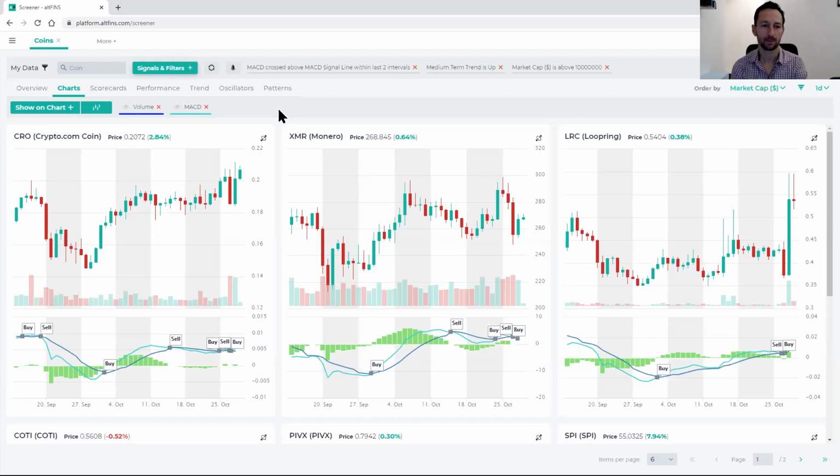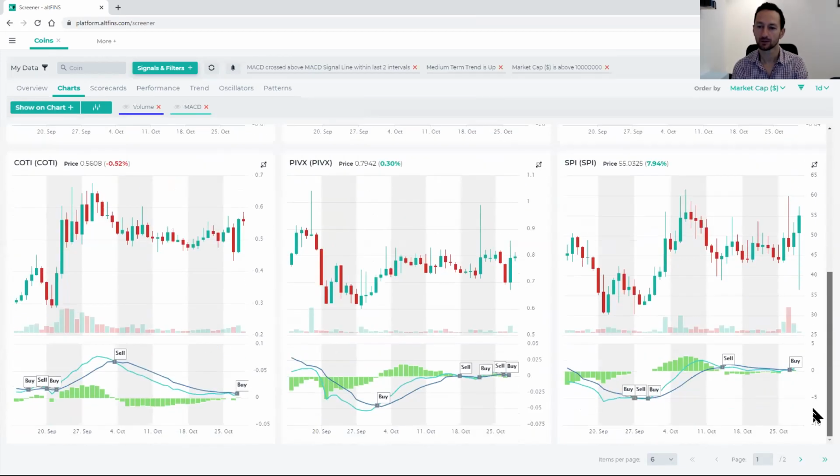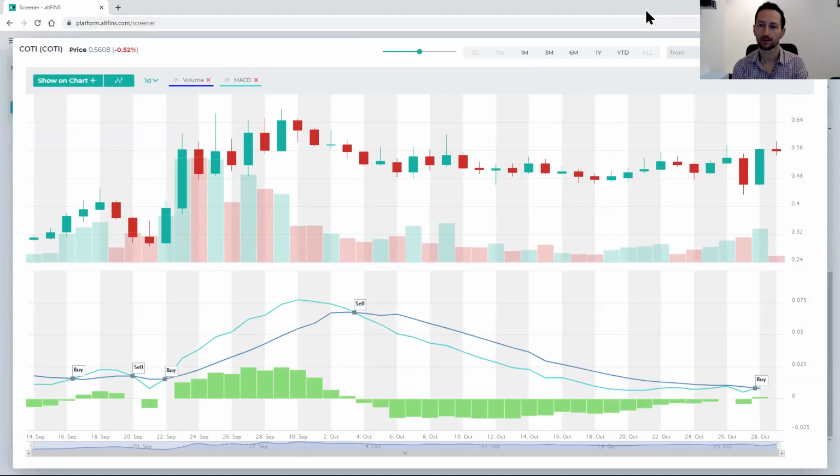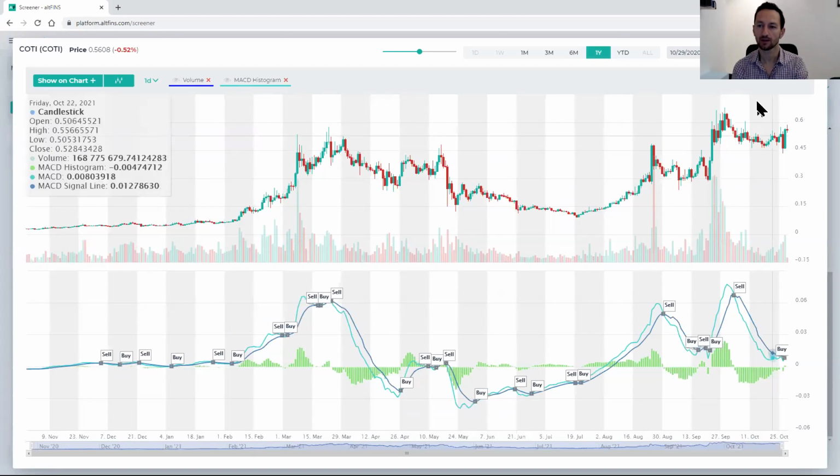That's sufficient. Okay, interesting. Crypto.com had a buy signal issued a couple of days ago. Monero had a buy signal issued a couple of days ago. Loopring. All right, looks like decent choices. Let's take a look at one of these. Coty. Now I'll zoom out to see the big picture and to see the resistance areas, right? So let's see.